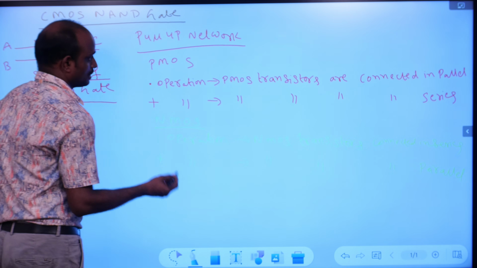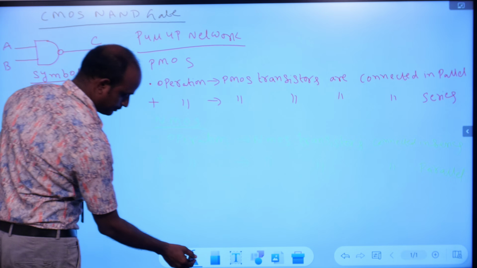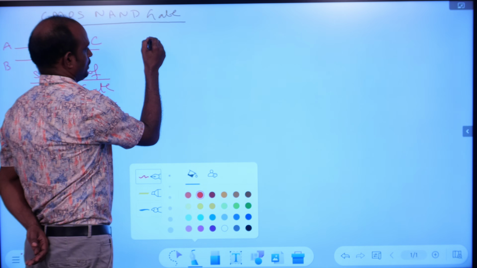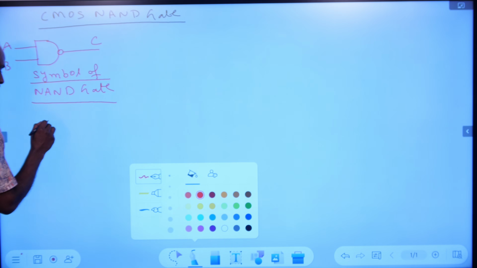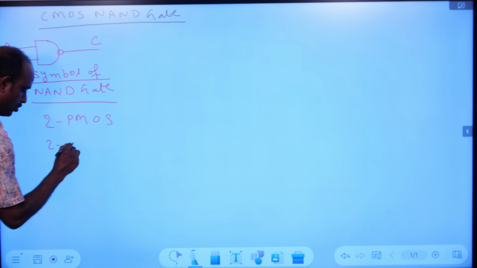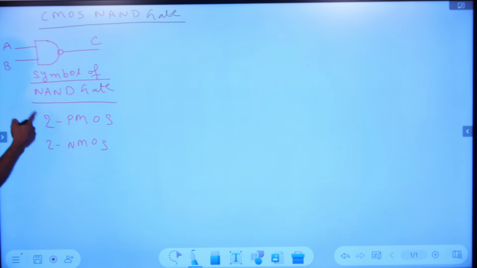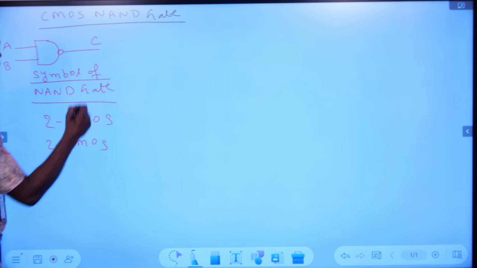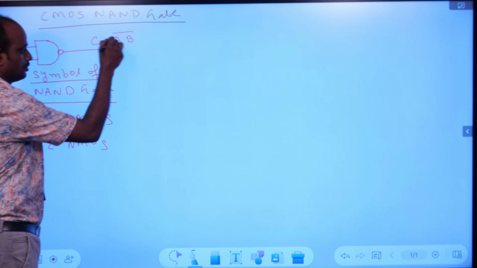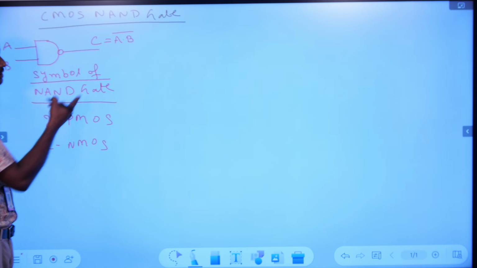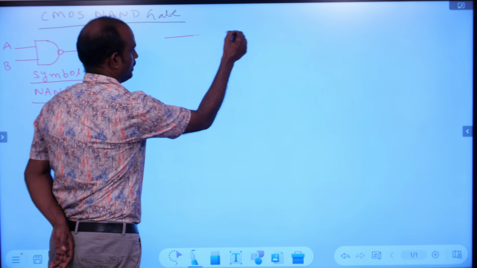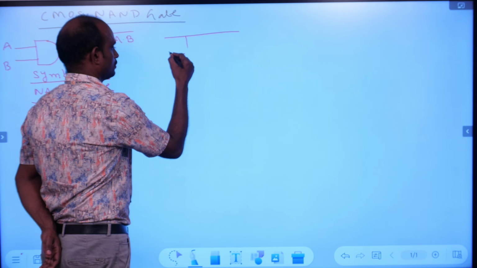So now we will see the circuit for the NAND gate. Let us first draw the CMOS NAND gate. This circuit requires two PMOS transistors and two NMOS transistors. In the pull-up network, what is the operation here? C equal to (A dot B) bar. Dot means the pull-up network should be connected in parallel, so PMOS transistors should be connected in parallel with each other.